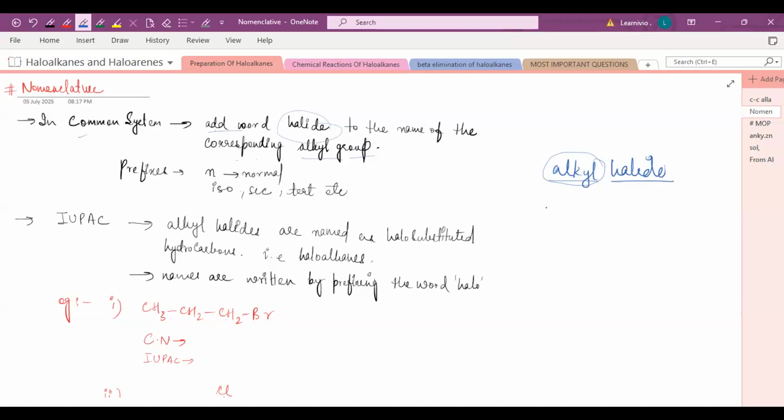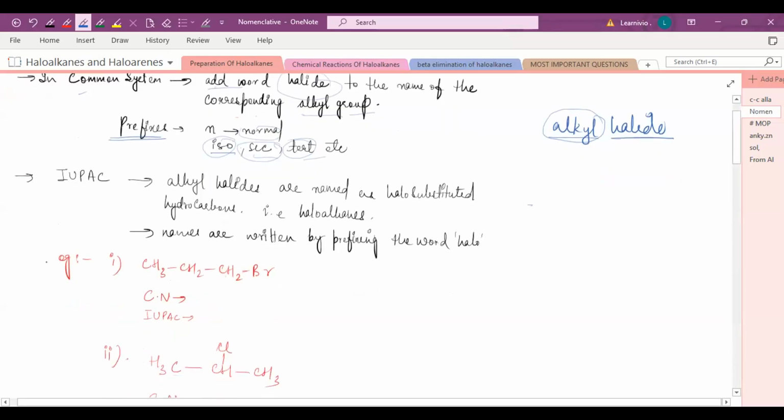And in common system, we write the prefix normal for a straight chain. Suppose there is a straight chain or aliphatic chain, what do we use for that? We write the prefix n. So n represents that it is a straight chain, normal chain. There is no branching. And for iso type of structure, secondary, for tertiary type of structure, we write the prefix iso, sec, and tert. So we use these prefixes when we write the common name.